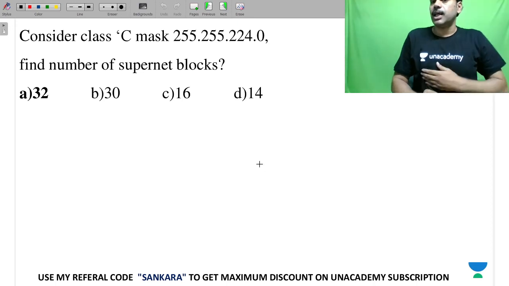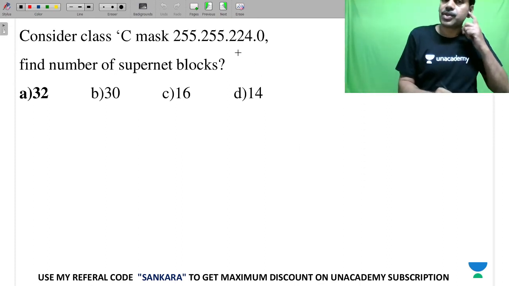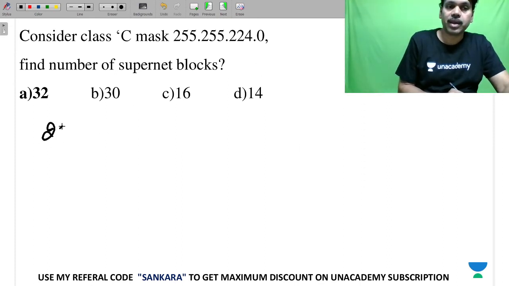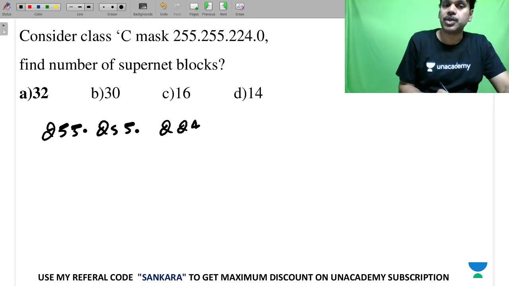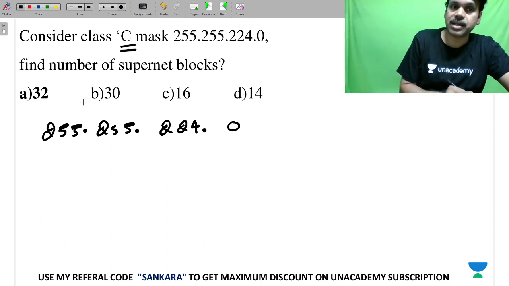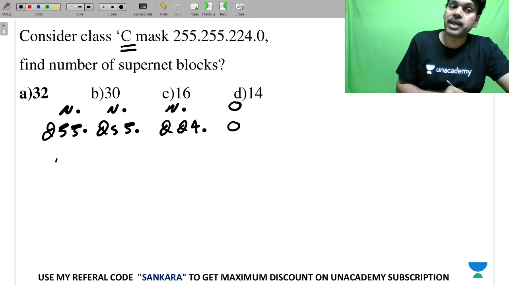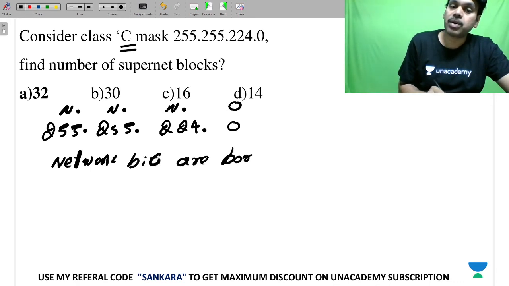Next question. Number of supernet blocks he asked. So the mask is given: 255.255.224.0. Is it subnetting or supernetting? Let us understand. Class C. So network is manipulated. Whenever network is manipulated, here network ID bits are borrowed. Therefore, it is supernetting.